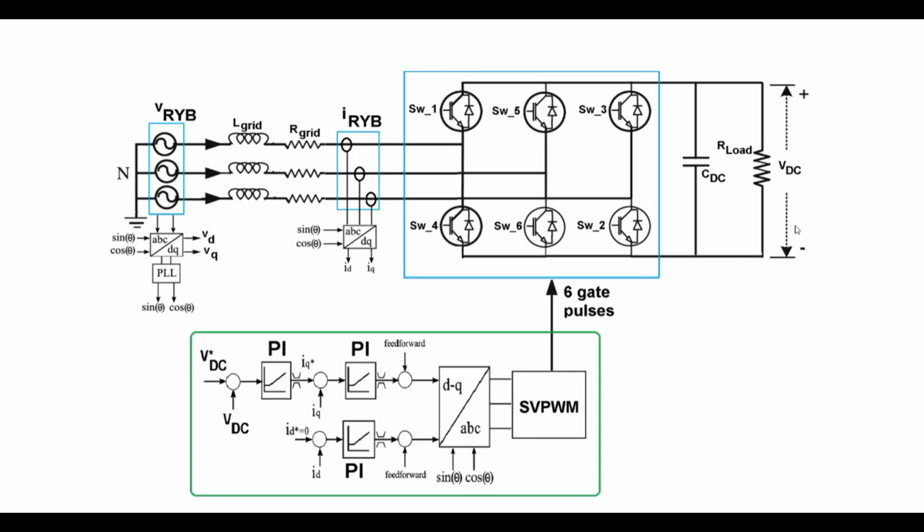So this is an overall diagram of an active front end. This is the grid, 415 volt RMS and 50 hertz. It has a resistance and an inductance in series, the grid resistance and grid inductance. This one is the current sensor, and this one is the inverter. This is the DC bus capacitor, and this is the load. This portion is the control logic of this converter. We will gradually see into this.